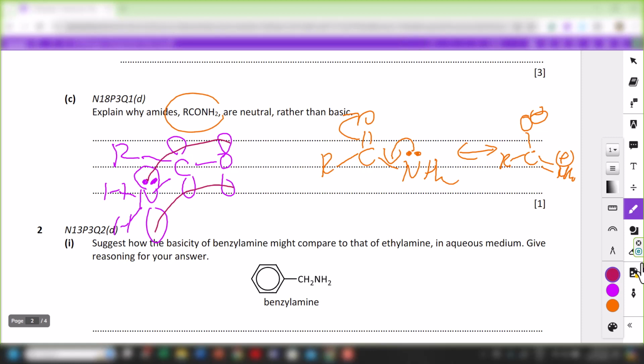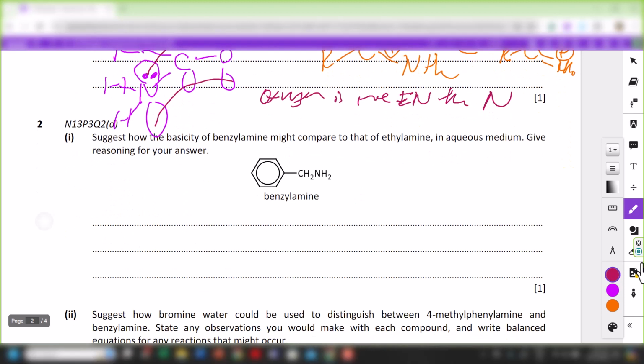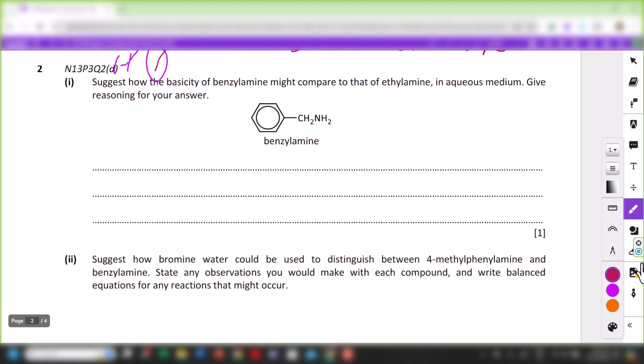because I think you have to emphasize this, oxygen is more electronegative than nitrogen. So that is the reason why the delocalization happened to a much greater extent as compared to that in phenylamine. Okay, then let us move on to question 2, part 1.